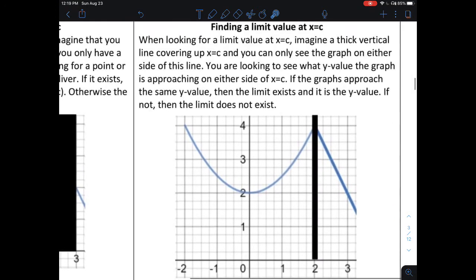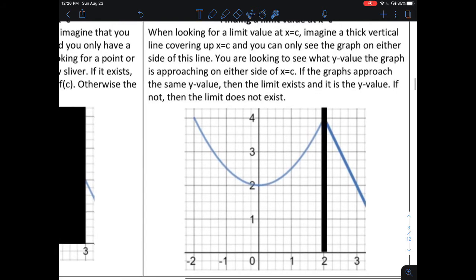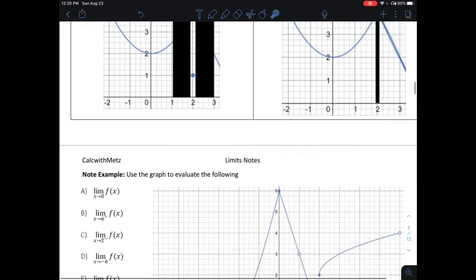Now, if I'm trying to find the limit at x equals c, I'm doing the exact opposite. Basically, I'm covering up the x value at 2 in this problem. I'm covering up the x value that I'm looking at. And I want to see what the graph is doing from the left side of 2 and the right side of 2 to see what the function is approaching. So that's the difference between trying to find the function's value at an x value and trying to find the limit of the function at an x value.